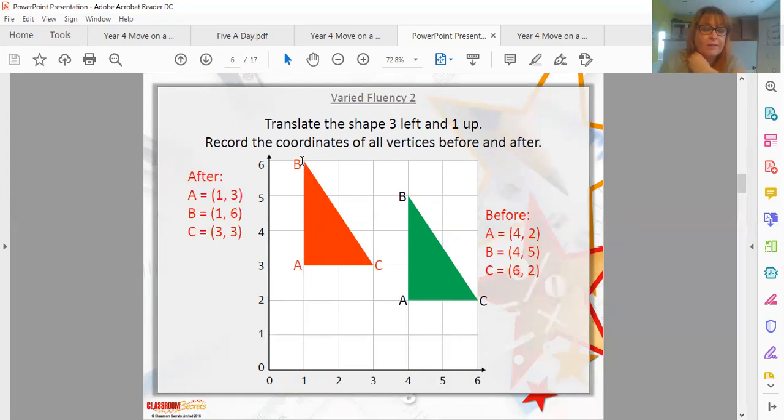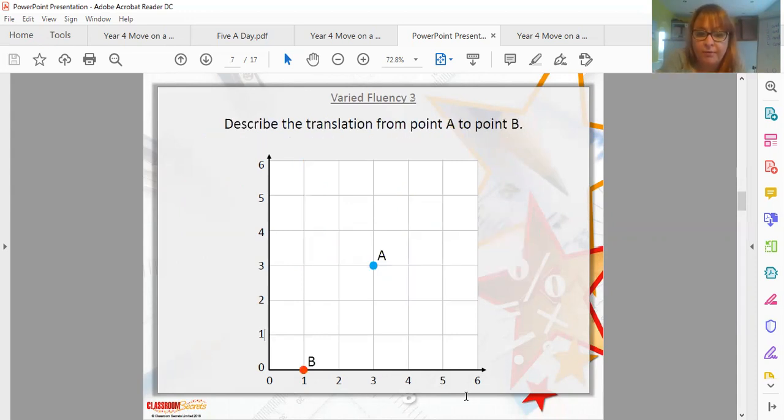Now if you look at it now, you can see how the coordinates have changed. And that's translating. I haven't changed the shape of the shape. I haven't changed how it looks on the grid, so it hasn't been turned, it hasn't been moved upside down, it's just been moved across and up, which is what you need to do on the questions that you get given.